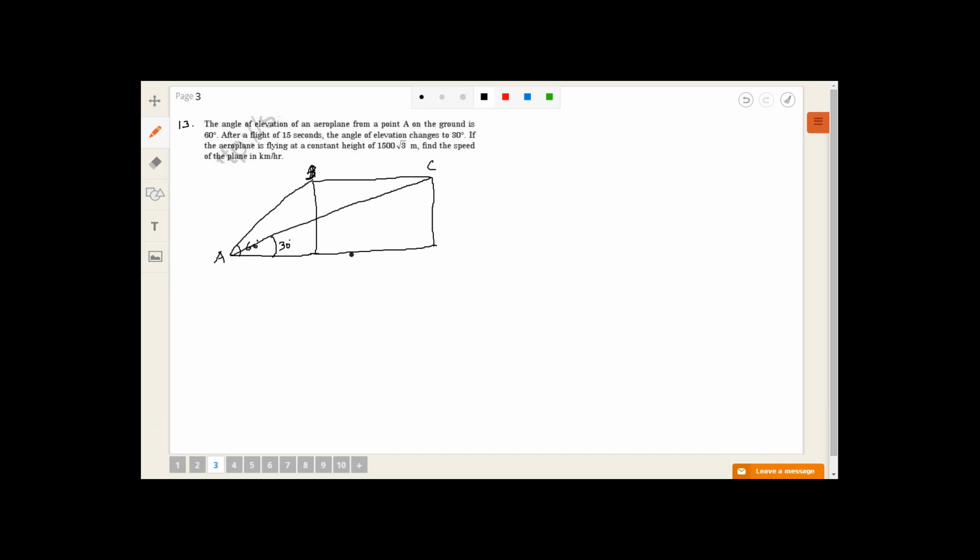Now it is given that the aeroplane is flying at a constant height of 1500 root 3. So this will be 1500 root 3 and this will also be equal to 1500 root 3. Let these points be L and M.